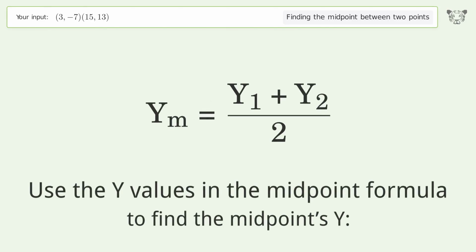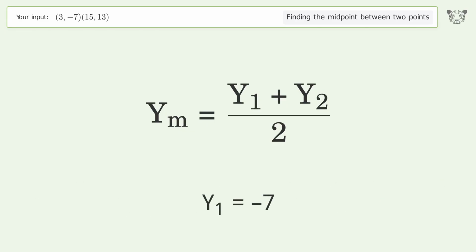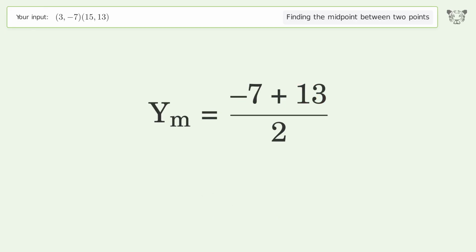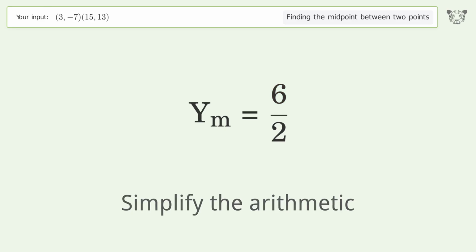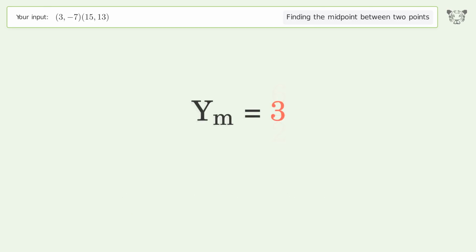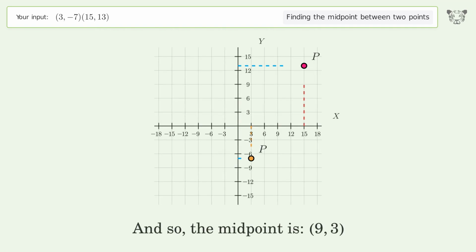Use the y values in the midpoint formula to find the midpoint's y. y1 equals -7. y2 equals 13. Simplify the arithmetic. And so, the midpoint is 9, 3.